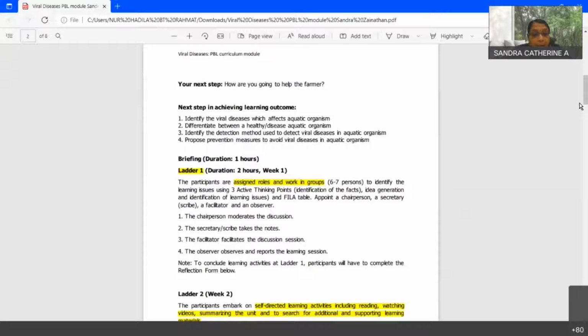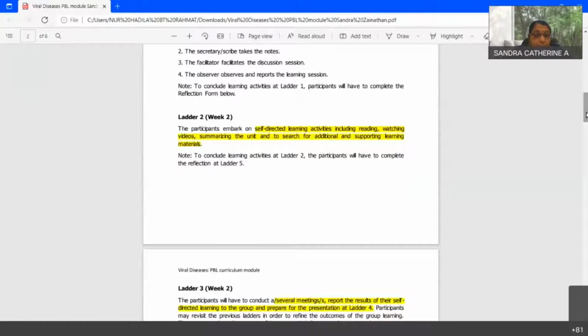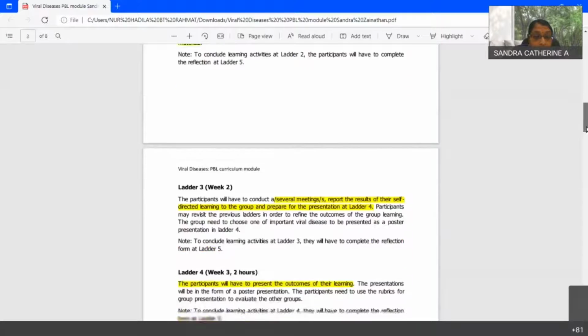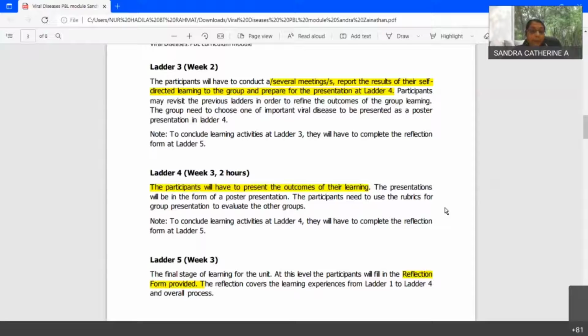Okay, so this is the plan. On the first week, on the first hour, what are we planning to do? For example, assign them in groups, ask them to identify and so on. And then on week 2, can you go down a bit, Dila? Ladder 2. So on week 2, give time for the students to do self-directed learning. Okay, find that information. Week 3. Okay, so in week 2 students still have their own meetings during their self-directed learning, during the time they find information and they prepare for the presentation.